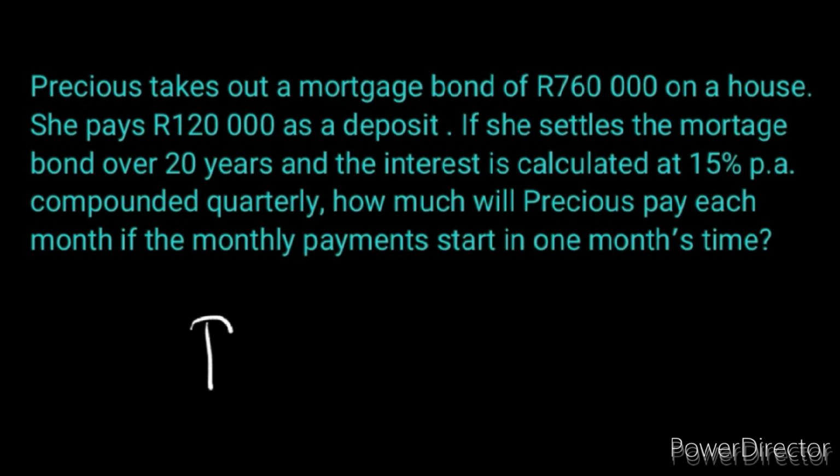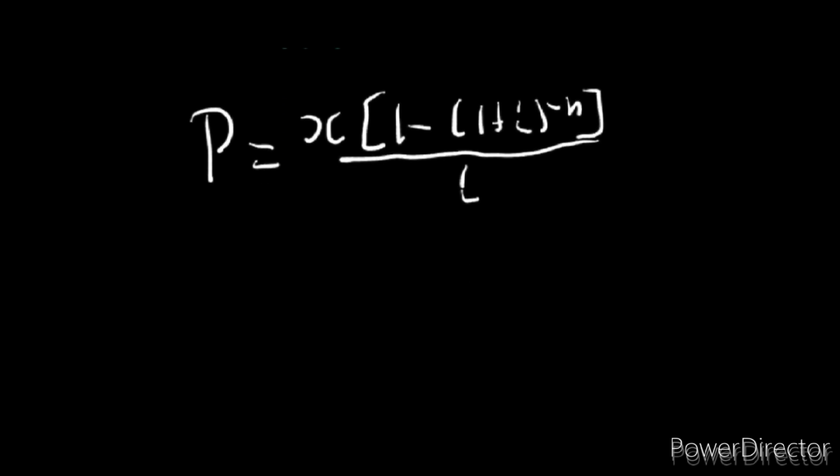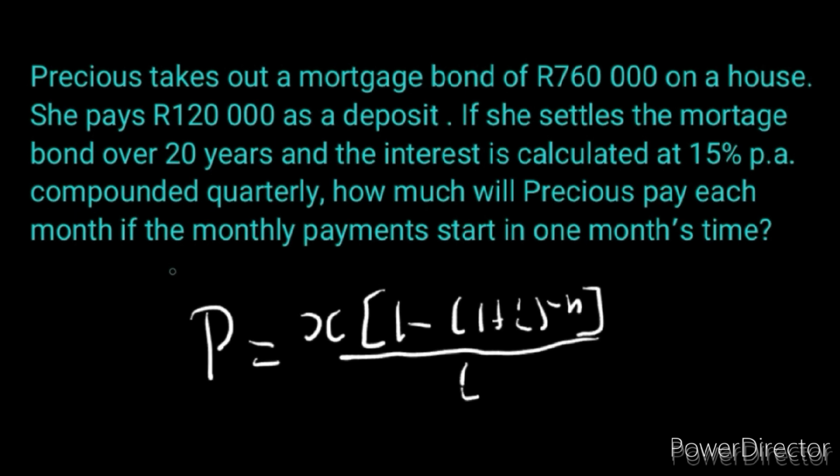So we're going to say present value is equal to the regular payment, times 1 minus 1 plus i to the power of negative n, over i, since this is a present value. The present value, which is the new loan right after subtraction, is going to be 640,000. The regular payment is what we're looking for, because they asked how much will Precious pay each month. So that's what we're looking for.